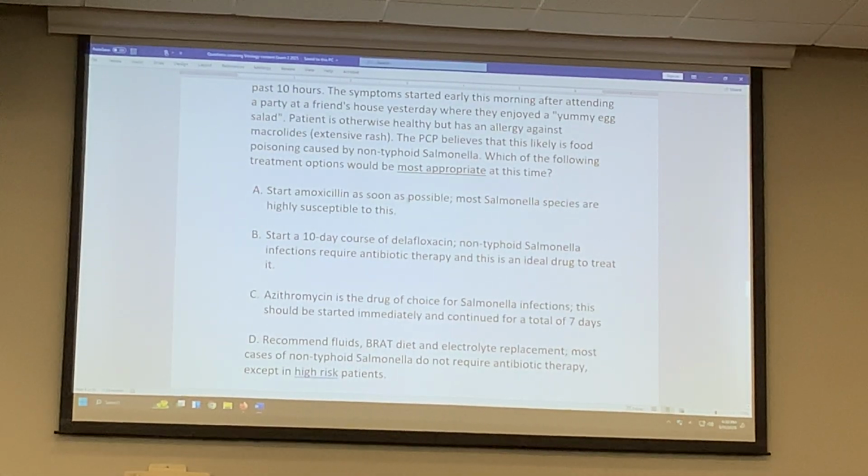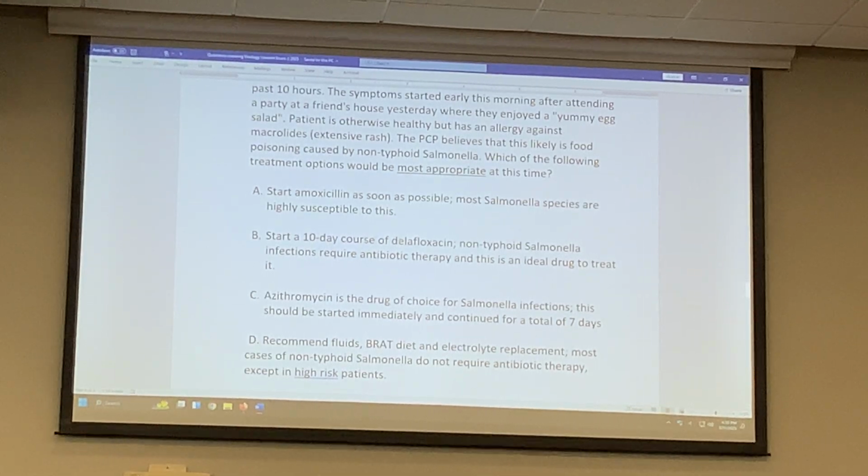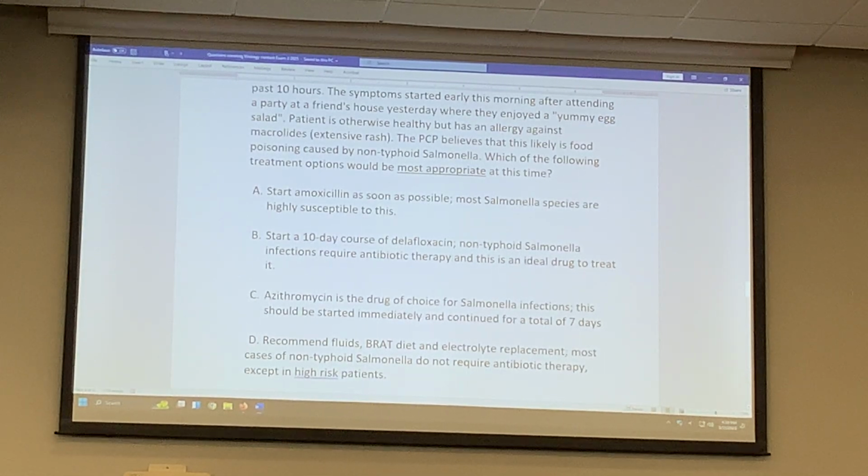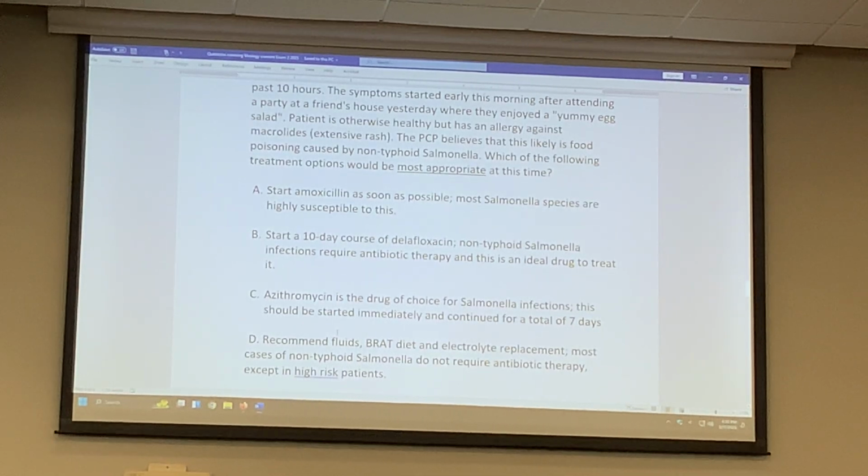Start amoxicillin as soon as possible. Most salmonella species are highly susceptible to this. Is this correct? Amoxicillin, have I ever mentioned that as an option? No. Start a 10-day course of delafloxacin. Non-typhoid salmonella infections require antibiotic therapy, and this is an ideal drug to treat it. What is delafloxacin? What class is it?